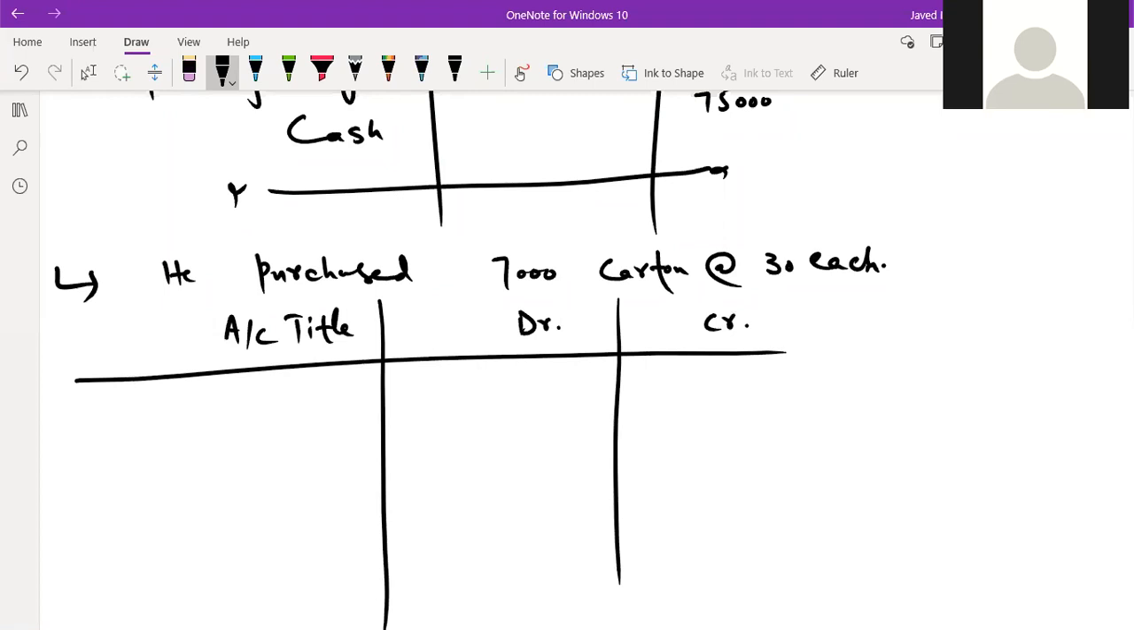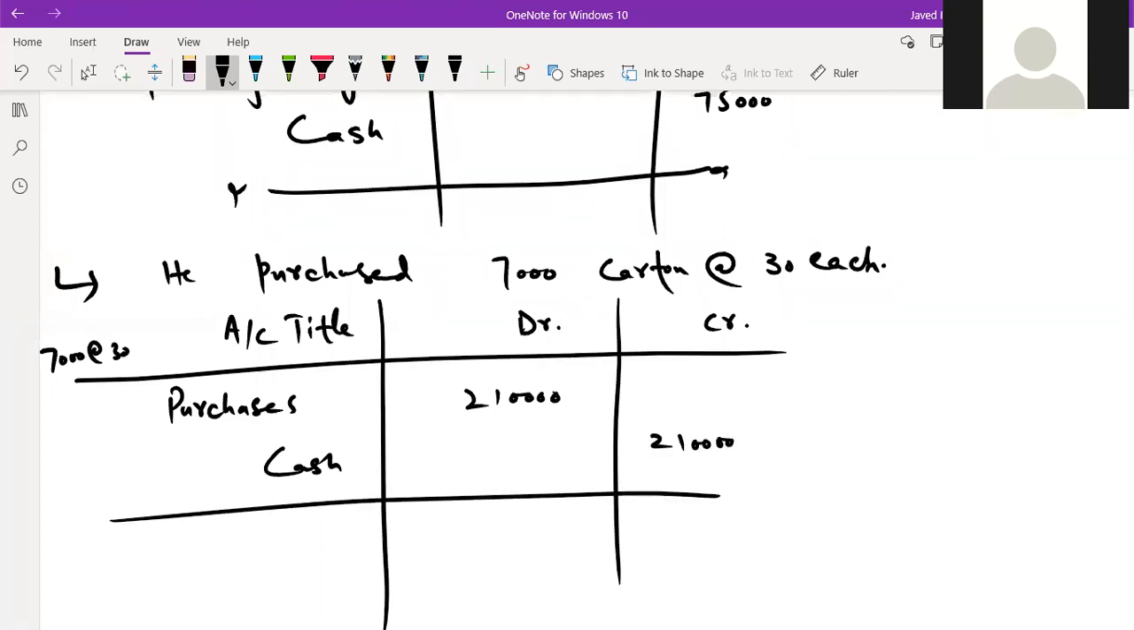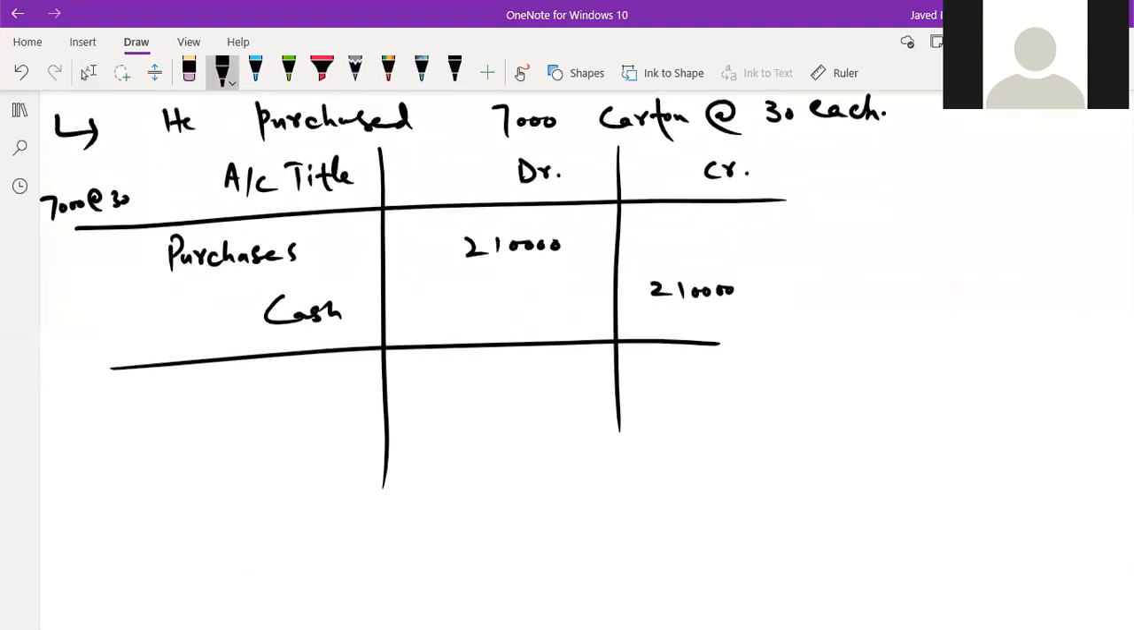So you have purchases. This is 7,000 at 30. So how much amount would it be? 210,000. So obviously he must have paid cash against it. So this concludes your transaction.